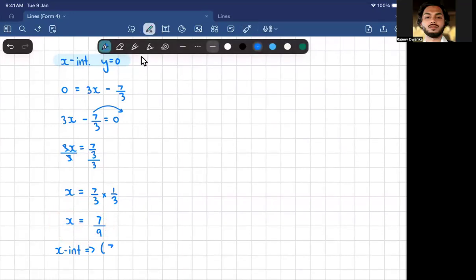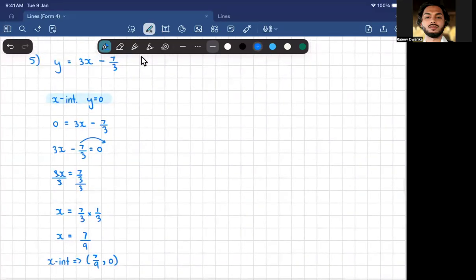So you're going to put the x value first, comma, the y value. At the x-intercept, what is the y value? It's on the screen as well. It's 0. If you're at the x-intercept, the y value is always 0. So we found the x-intercept successfully. The y-intercept is going to be a lot simpler.